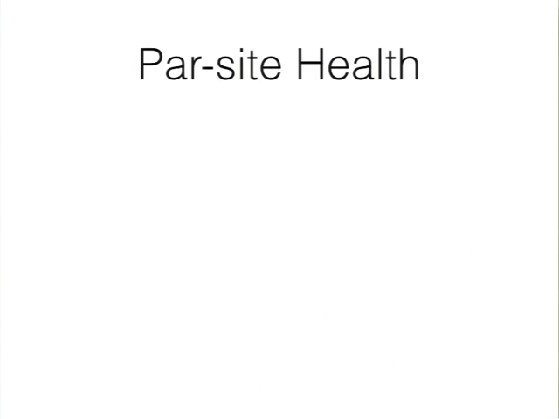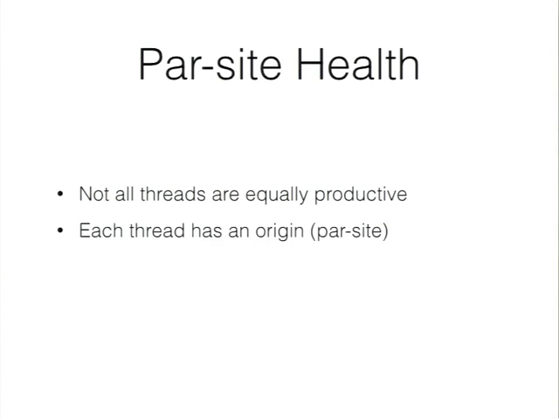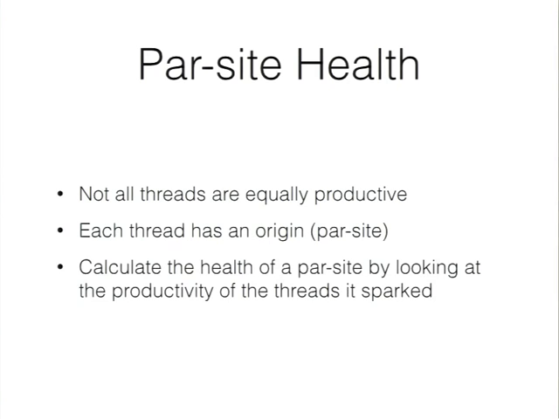And we do it with this idea of parsite health. So not all threads are equally productive, right? Some threads do a lot of work and they really contribute to the computation, and some threads don't do much of anything. But each thread does have a unique origin in the program, and that origin corresponds to a particular par. So we can calculate how healthy a parsite is based on all of the threads that it sparked off, doing some calculation.